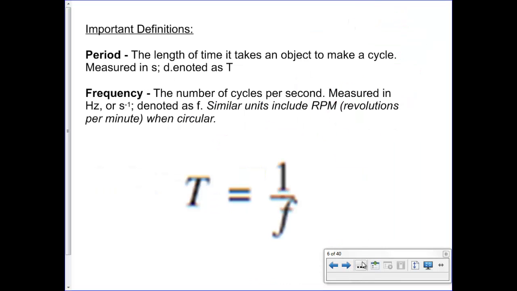So basically my goal today, a very introductory topic, is to introduce two terms that you need to know and be fairly comfortable with using. The two terms are period and frequency. Okay, so here's some definitions.